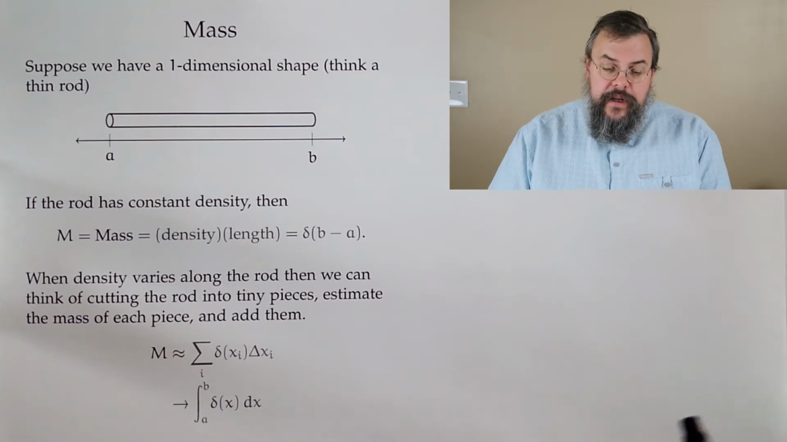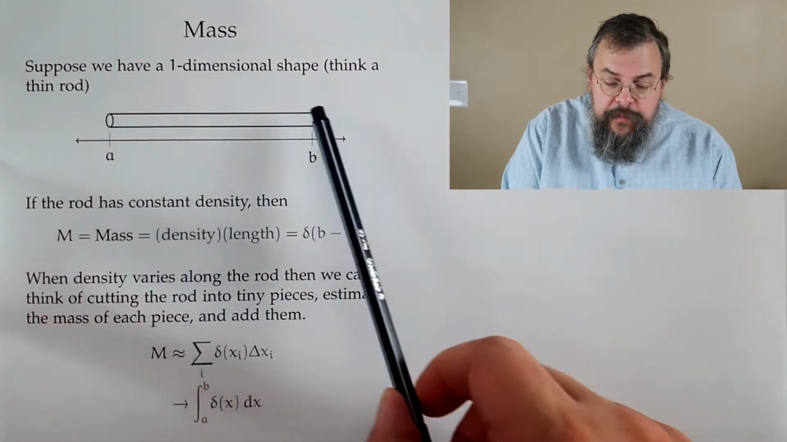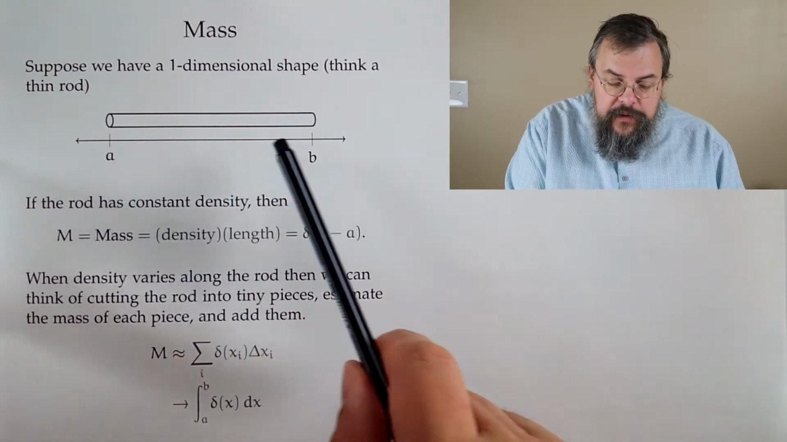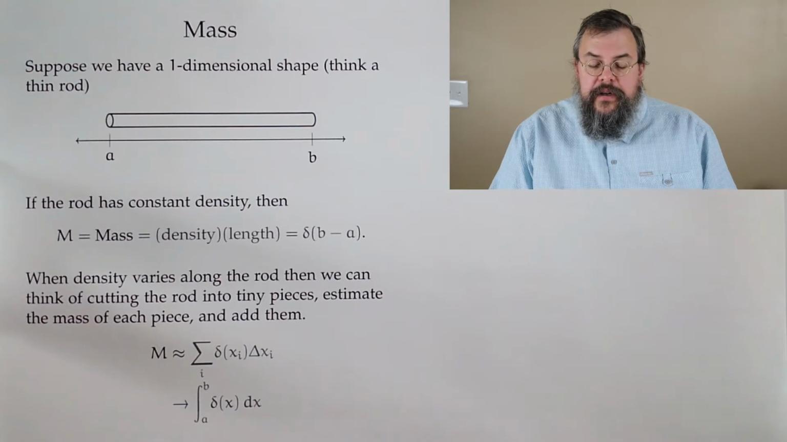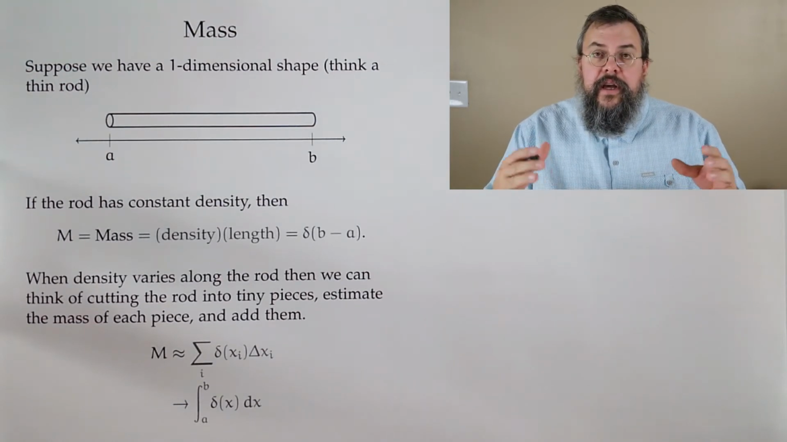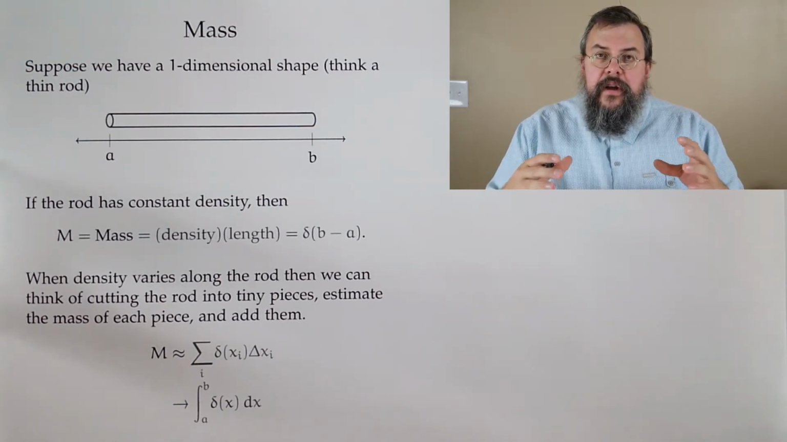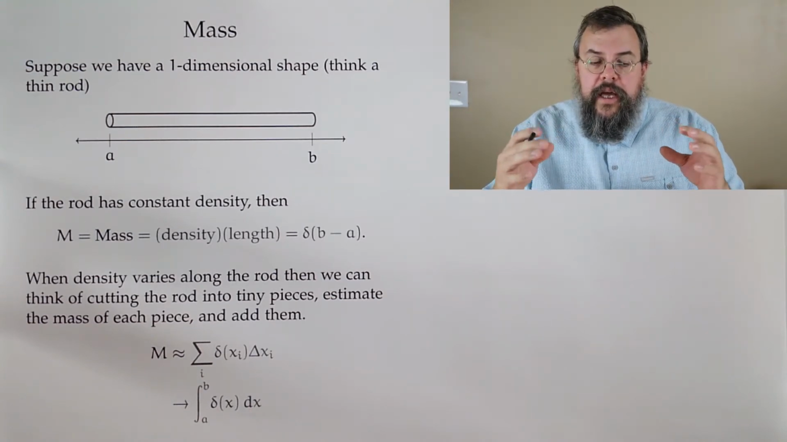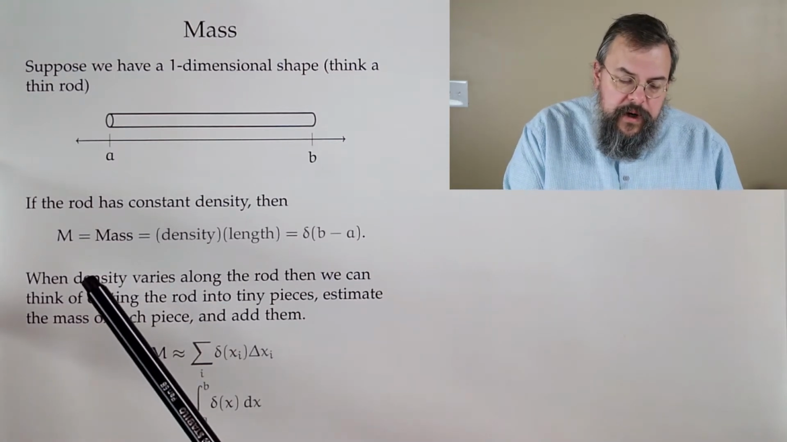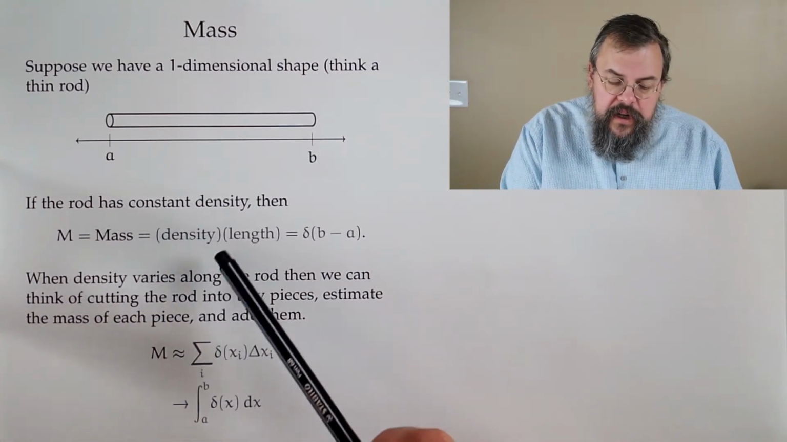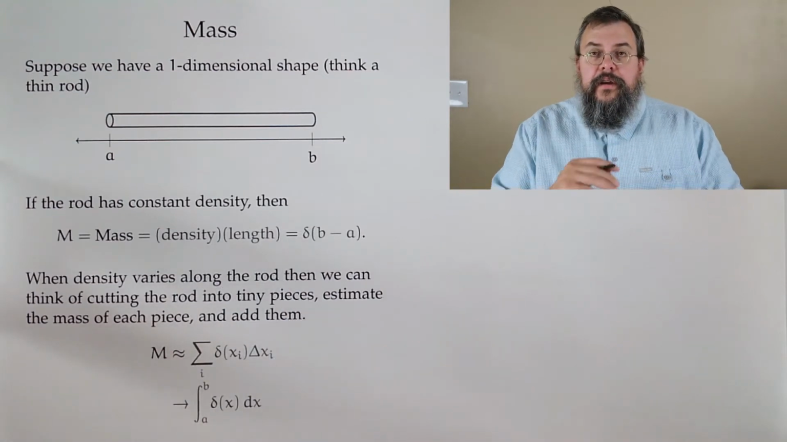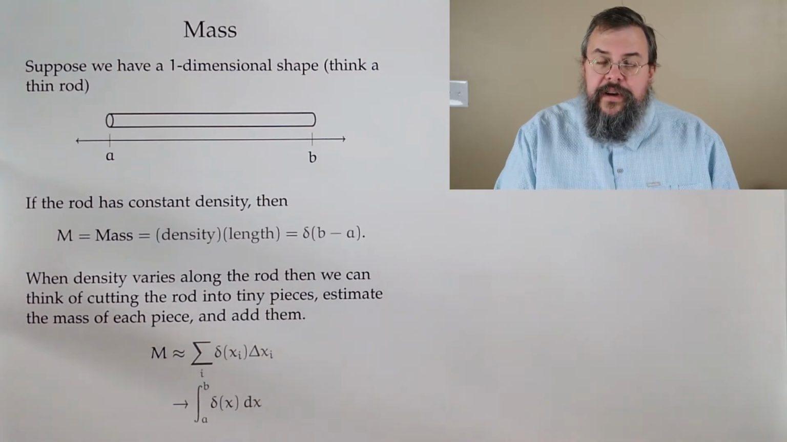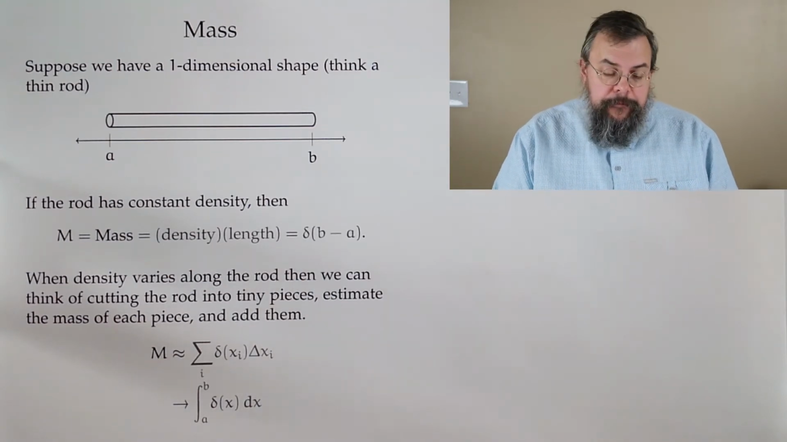So let's start in the setting where we have a one-dimensional shape. We're going to think about it as a very thin rod. So I have this thin rod going from A to B. Now, associated with this rod is a density. And let's just suppose constant density. In other words, that was mass per length. Well, then if I want to compute the mass, I multiply the density times the length. And we're done. We'll often use the symbol delta for density. They both begin with D.